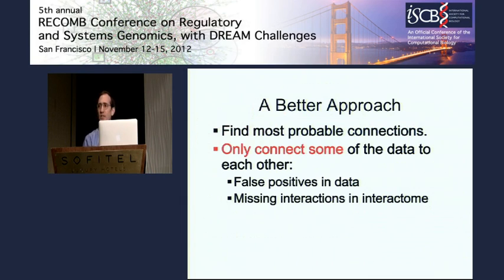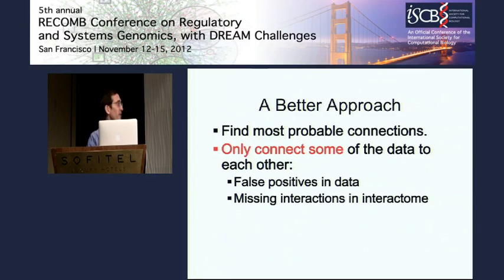So to overcome this, we need to do two things. First, we need to take into account that the interactome does not consist of protein interactions of equal reliability, but we should assign a probability to every interaction, our confidence that it's true. And secondly, most importantly, we need to find algorithms that allow us to only connect some of the data to each other, not everything. Because when you try to connect everything, you get the hairball.